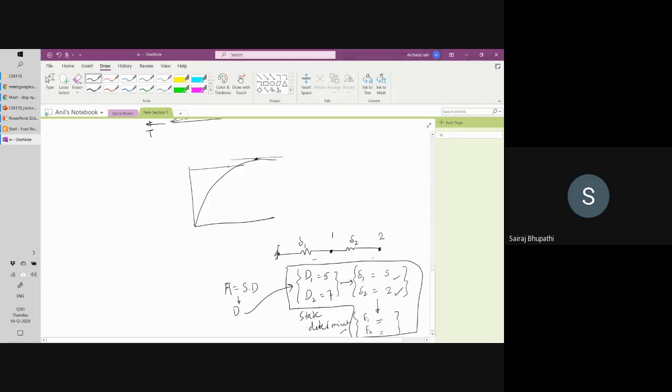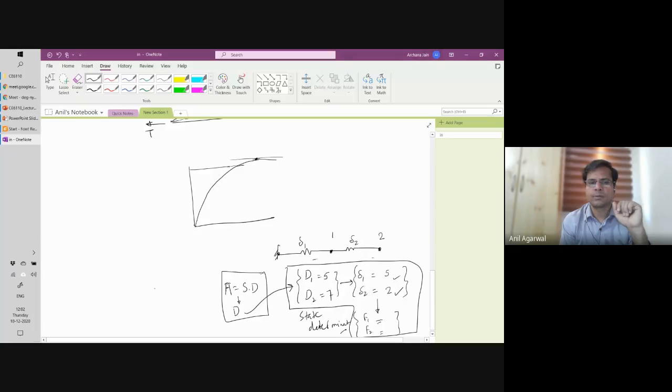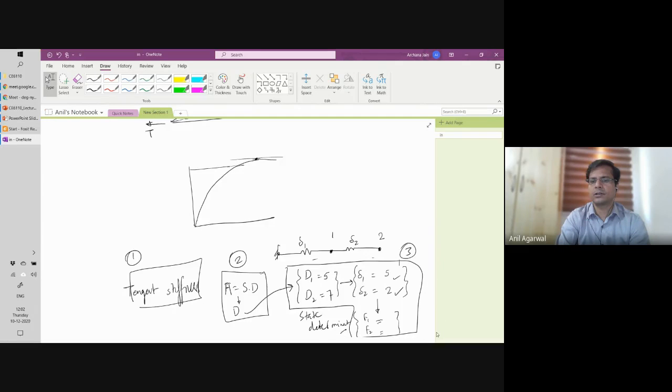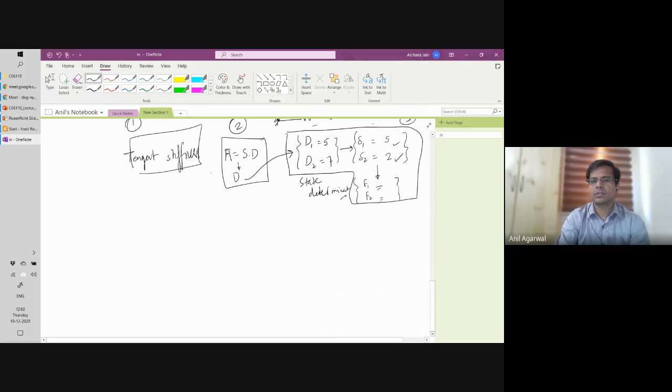Fine. This was solving of the system. Before that was the tangent stiffness. So the first step was tangent stiffness. The second step is solving it to calculate the deflections. The third step is state determination to calculate the internal forces. And the fourth step is from the internal forces you calculate the unbalanced forces.